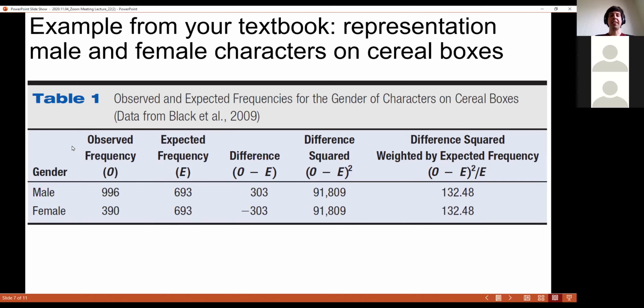So in this study, the experimenters looked at about 1,200 cereal boxes and wrote down the number of cereal boxes that have male and female characters. They found that in their sample of cereal boxes, 996 of the cereal boxes contained a representation of a male character, and 390 contained a representation of a female character.